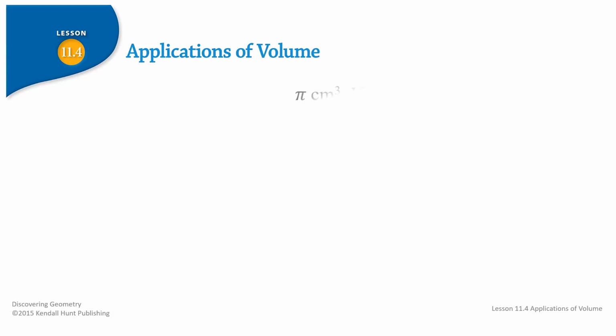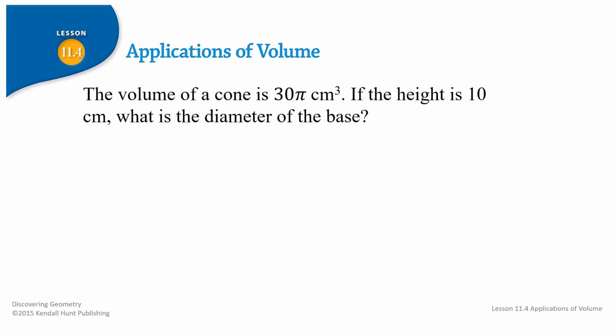Our next problem. If the volume of a cone is 30 pi cubic centimeters, if the height is 10 centimeters, what's the diameter of the base? Well, again, volume is base area times height divided by 3. It's a cone. What we're going to have to do is plug in the volume. We have the height. We're just going to have to find some parts of the base. Now, base area of a cone is pi times r squared.